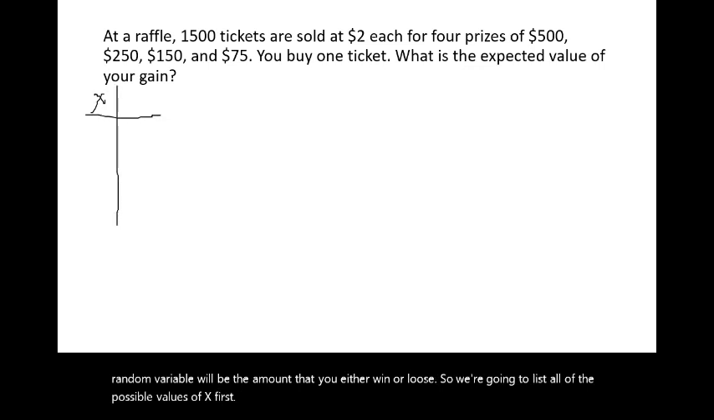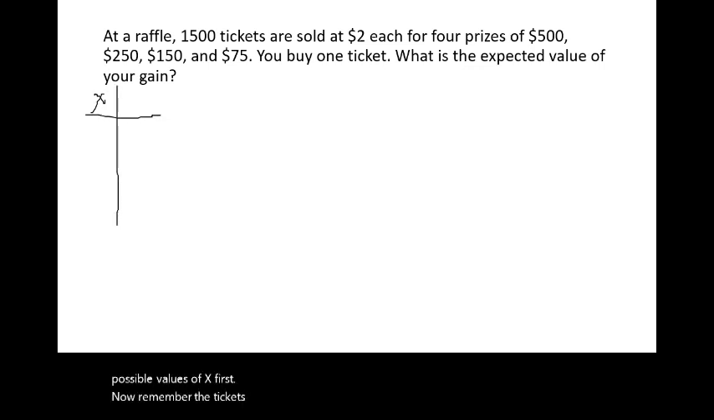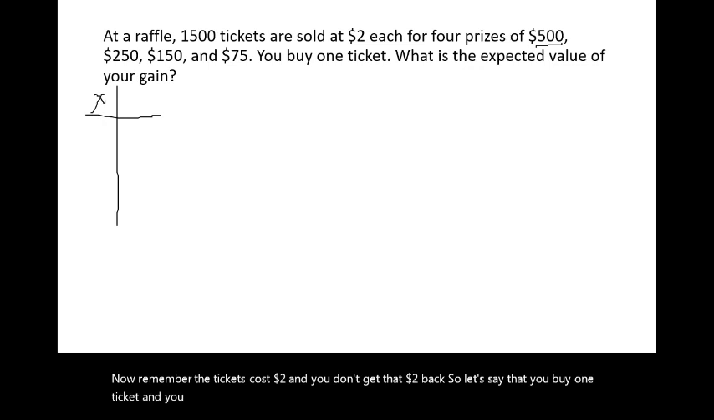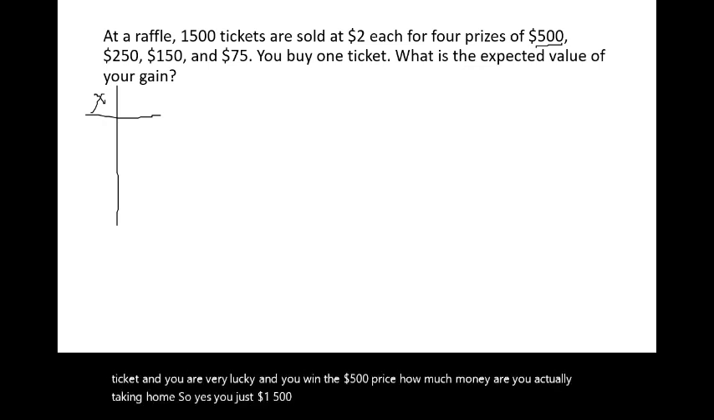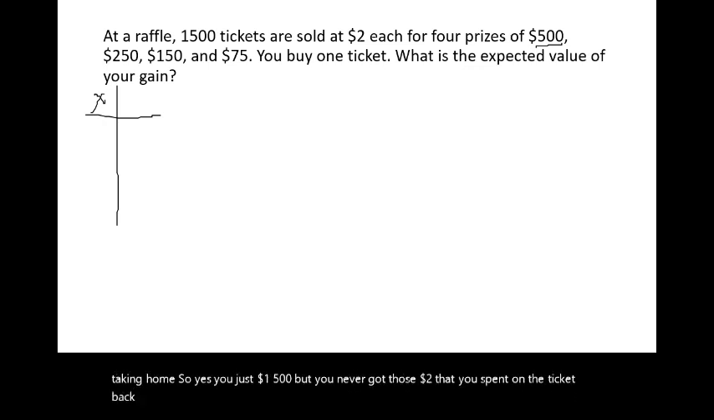Now remember, the tickets cost $2 and you don't get that $2 back. So let's say that you buy one ticket and you are very lucky and you win the $500 prize. How much money are you actually taking home? So yes, you just won $500, but you never got those $2 that you spent on the ticket back. So overall, you are only going to be taking home $498.